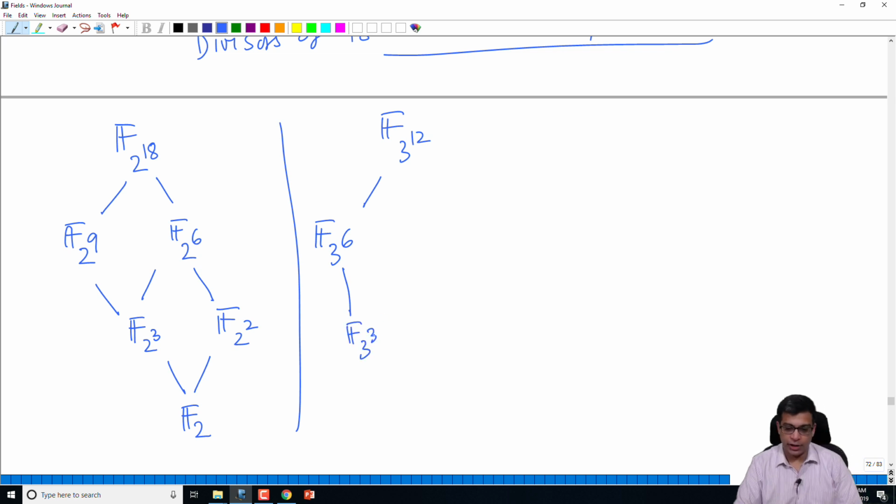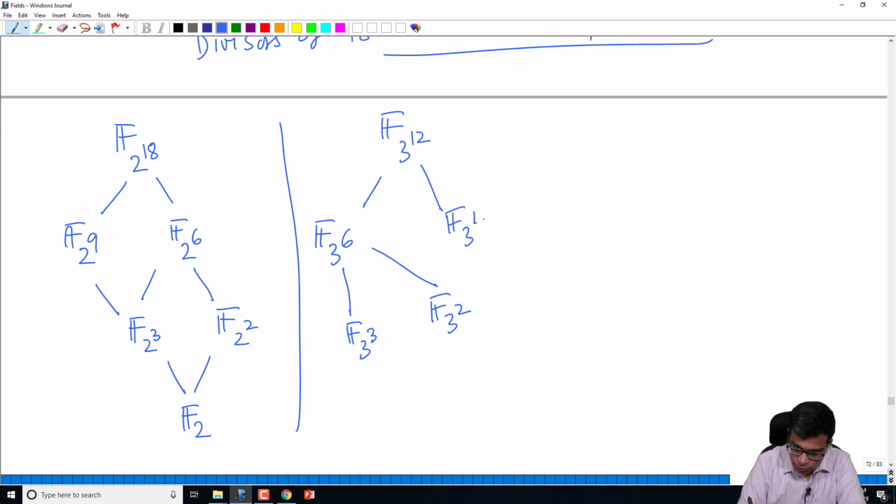3 cubed will be contained here because 3 divides 6. And there will be another subfield, 3 squared. 2 divides 6, 3 divides 6, but 2 and 3 are not comparable. On the other hand, you will have 4 here. And 4 will be contained in this, but this side of the lattice is not comparable to this. And at the bottom we have f3.